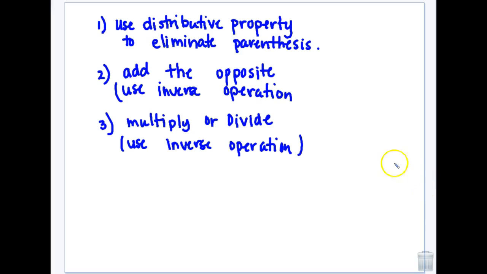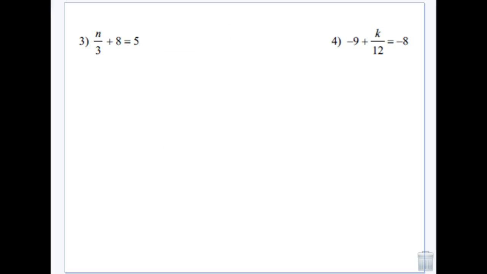So the next thing that I have here is add the opposite, inverse operation. And then I have multiply and divide, inverse operation. So if we follow this and we do these things, we should be able to come up with a solution to our problem. So we're going to do 2 more examples, and then you all are going to do the rest of your homework, okay? So here we go.